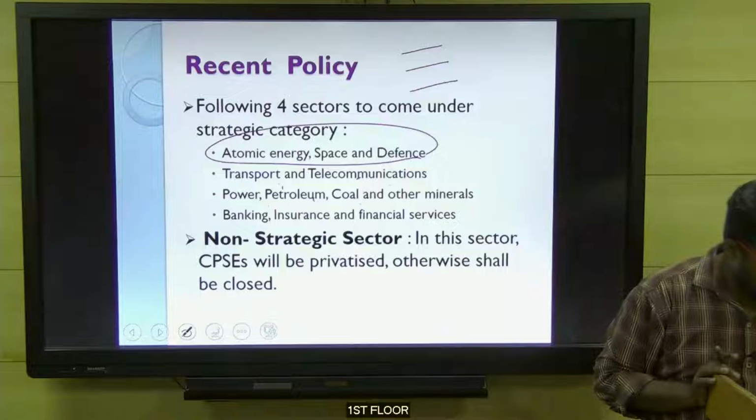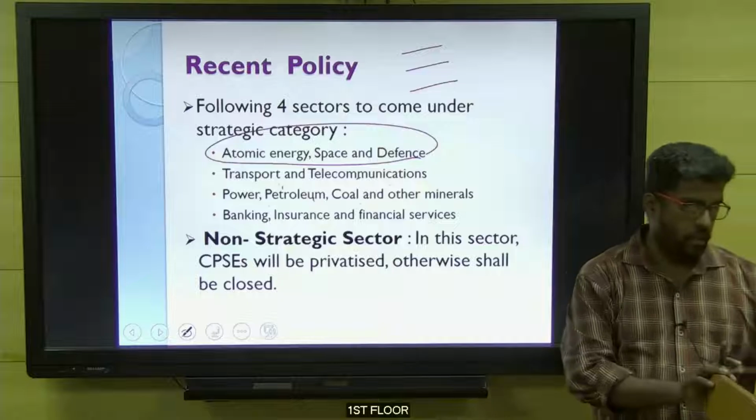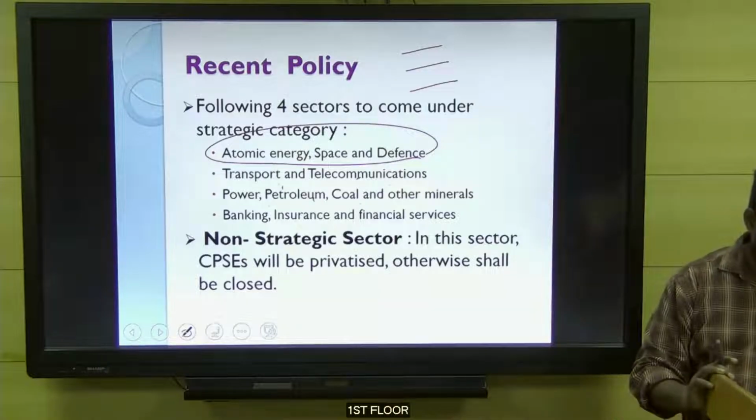And then is this similar to minimum government? That's okay. Then will the government do token disinvestment in the retained 4 strategic sectors? Okay. Yes, token can be done. Strategic will not be done.